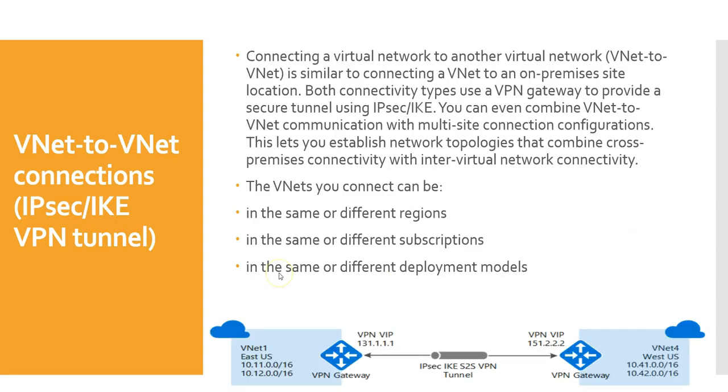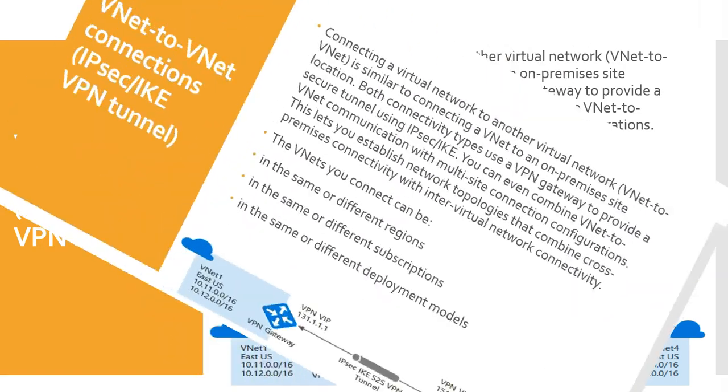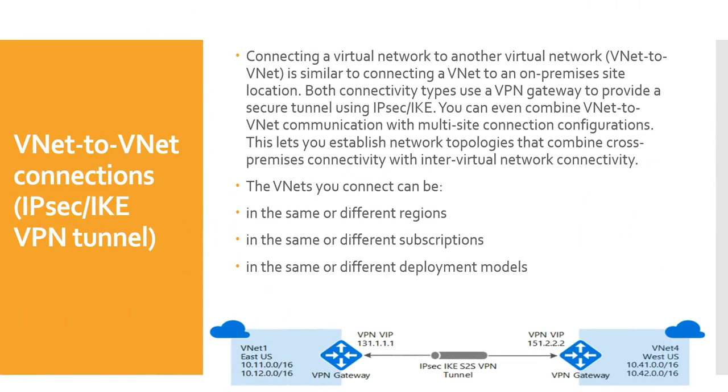And last would be VNet to VNet connections. It would be IPsec. You would be connecting two VNets using a VNet gateway. Both the VNets are situated or hosted in Azure. Connecting a virtual network to another virtual network is similar to connecting a VNet to an on-premises site location, because whether you are connecting an on-premises site or an Azure site, you are connecting two virtual networks, two networks. Both connectivity types use a VPN gateway to provide a secure tunnel using IPsec connection.